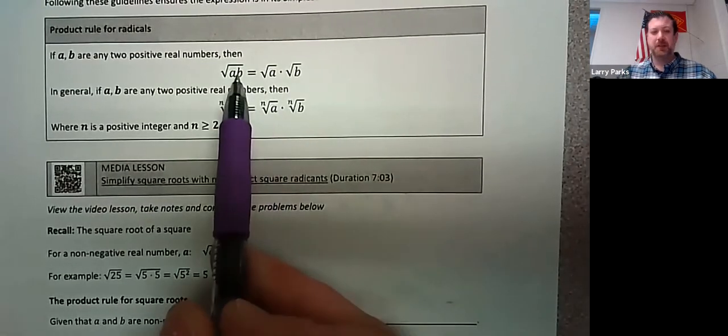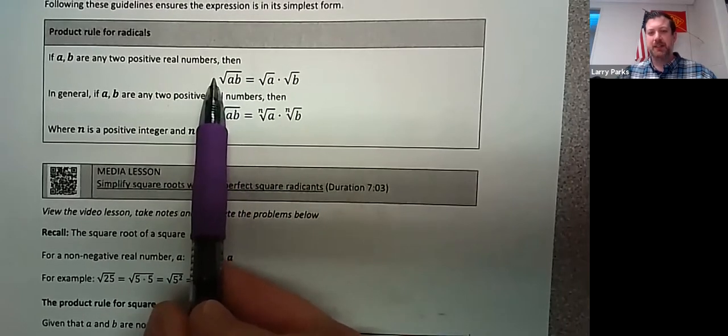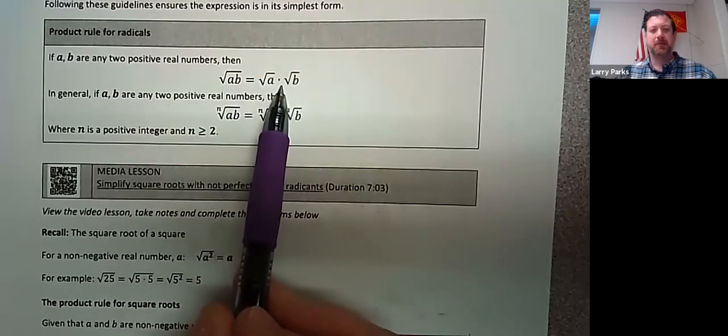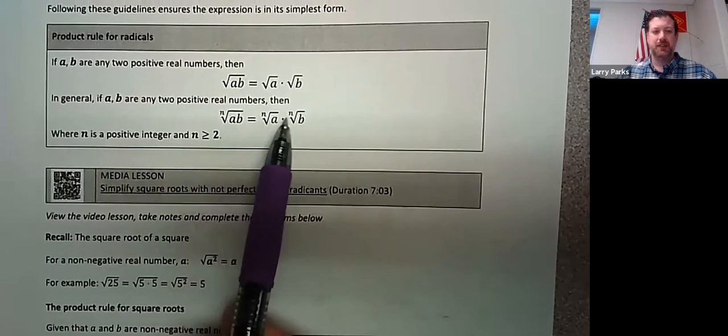Some rules with multiplication. If you have 2 numbers inside of a radical, you could separate those into the same radical through the operator of multiplication. And that works for any index.